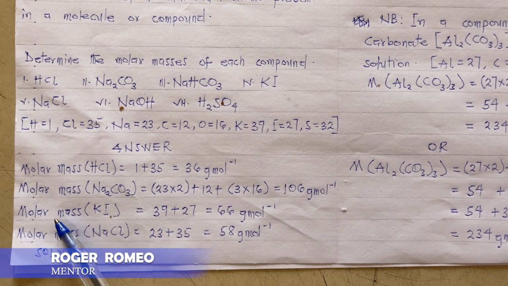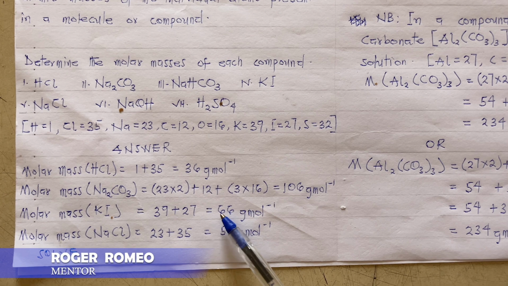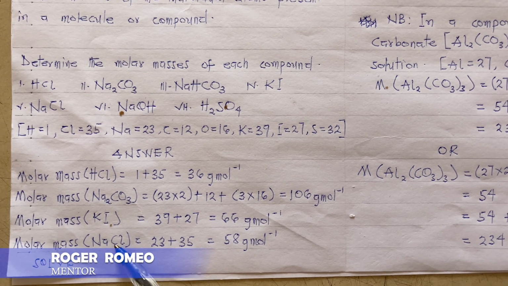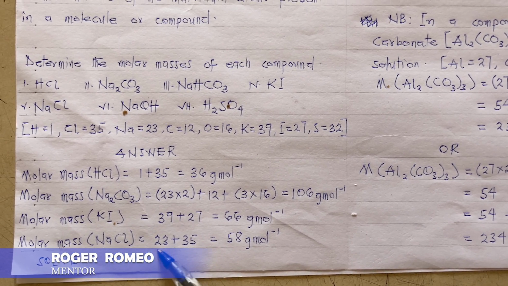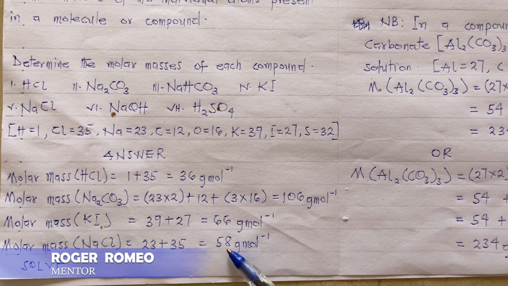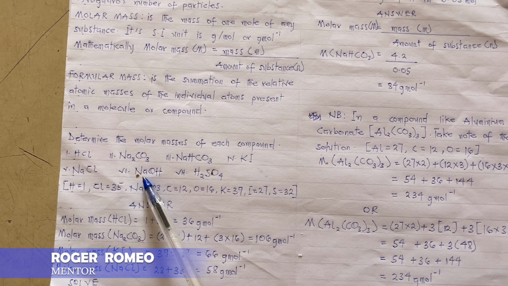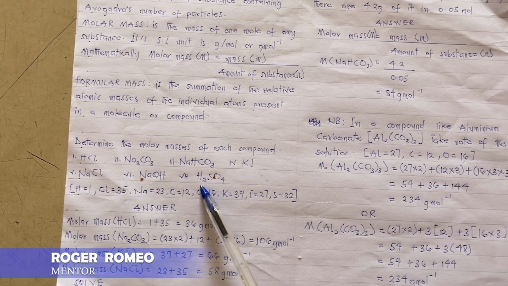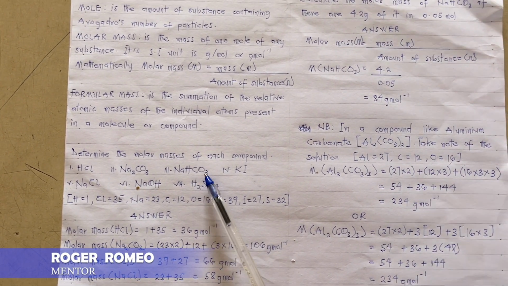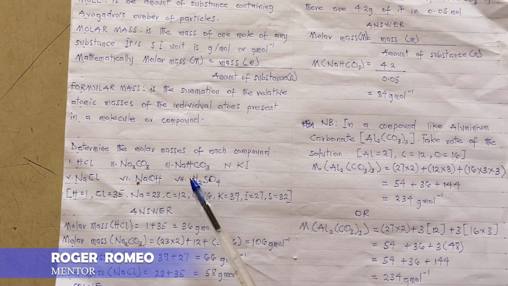The same thing we'll also do for potassium iodide, which we have 39 plus 27, and that will give us 66 gram per mole. We can also have molar mass for NaCl, which the Na is 23, plus our Cl, which will be 35. When we add the two, we are going to get 58 gram per mole. Now, you can try sodium hydroxide, and you can also try H2SO4. You can also try NaHCO3 and see whether you get your answers. After that, put your answers in the comment section and let's see what you get.